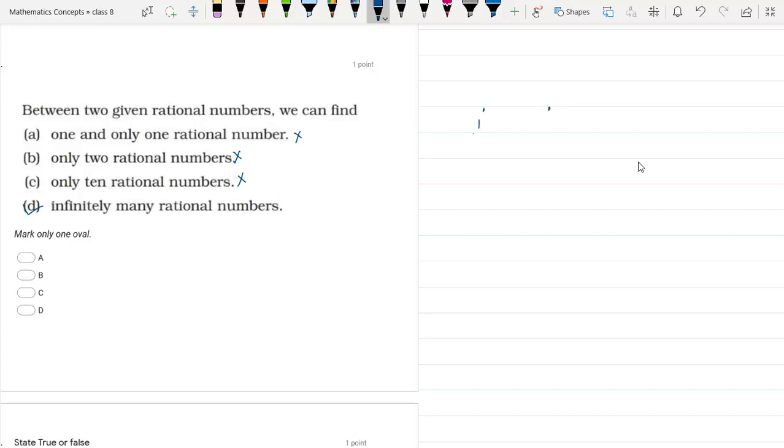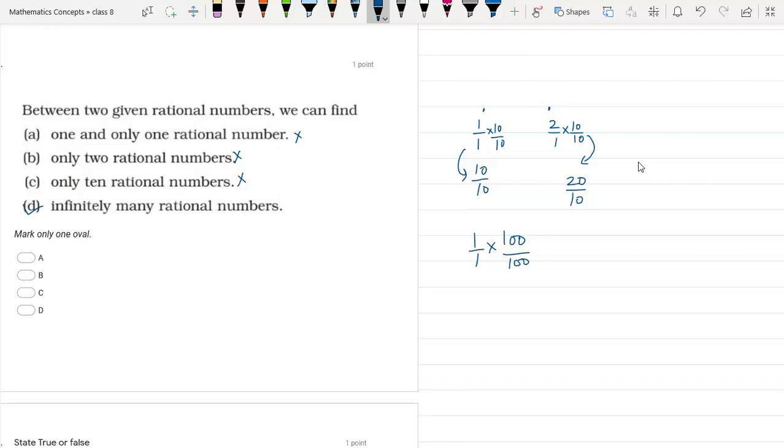Suppose you have 1 upon 1 and 2 upon 1. We have learned we can increase the range by multiplying with some numbers like 10 upon 10. So what happens? It becomes an equivalent fraction, 10 upon 10 and 20 upon 10. Now we have 11 upon 10 between them, 12 upon 10, 13 upon 10, 14 upon 10, and so on. What if, instead of 10, I multiply with 100?